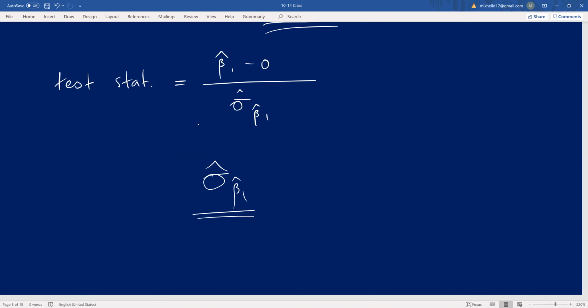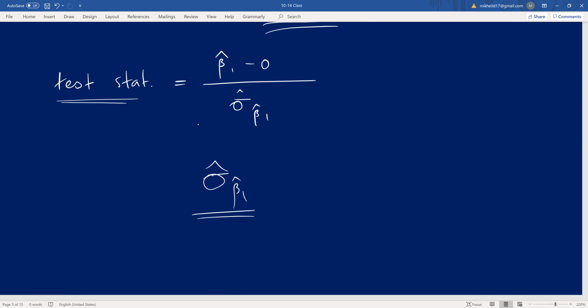When you are constructing a test statistic, what do you do? You have to take an appropriate sample statistic. In this case, it's beta hat 1. Because you are testing the hypothesis about beta 1, the appropriate statistic for that is beta hat 1 that you estimated from the sample by OLS. Am I clear, guys?